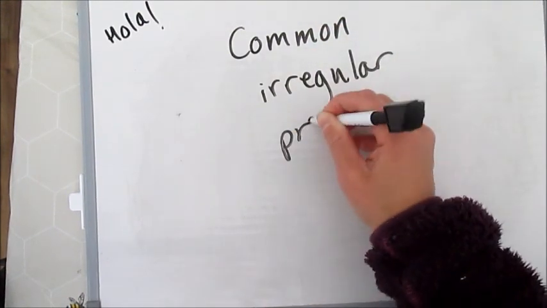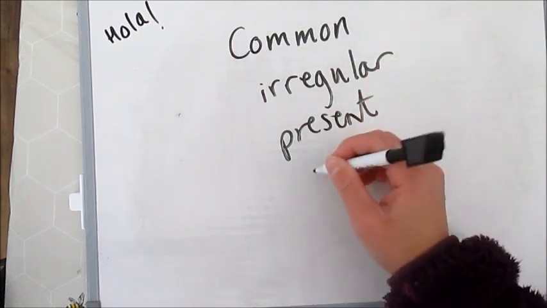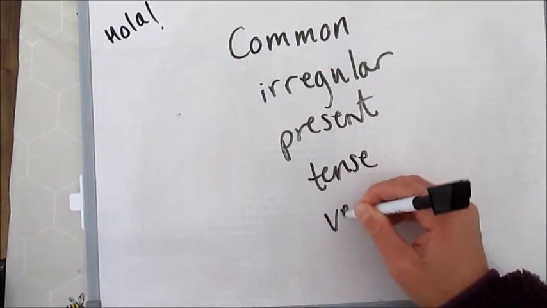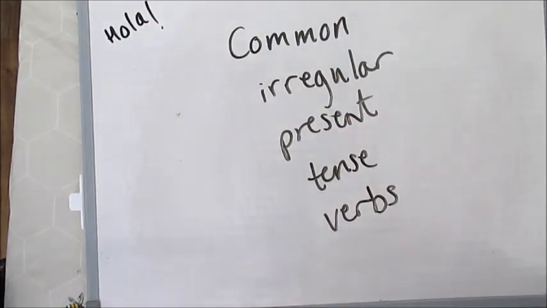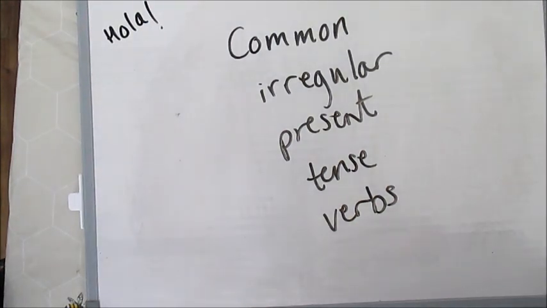So you might remember last time that we looked at regular present tense verbs. That means that all of those verbs follow the same pattern. So if they're an AR verb, they will follow the same patterns as every other AR verb. If they're an ER verb, all the same patterns as the ER verbs, and an IR verb, all the same patterns as the IR verbs.